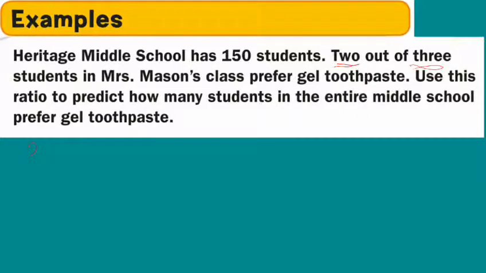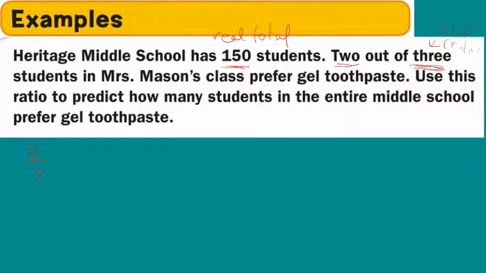So I will write my ratio. It's 2 out of 3. And I know that the total is 150. Before I continue, I'd like to tell you something. 2 out of 3 means that 3 is the total of the ratio. The total, but it's in the ratio part. And 150 is the real total.